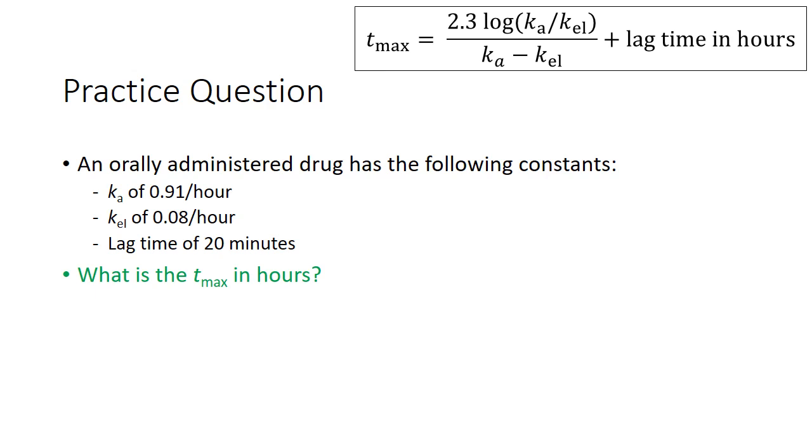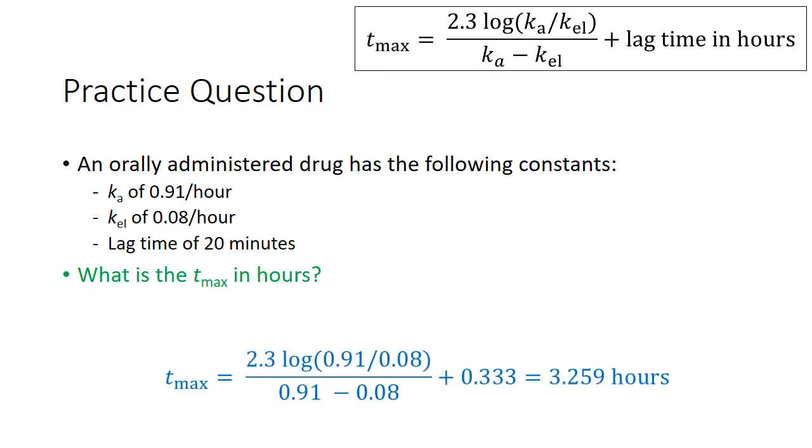All right, so I'm going to go ahead and reveal it. It's pretty simple. All you have to do is, again, mostly know how to convert the minutes to hours. What I got was, again, 2.3 log 0.91 divided by 0.08 over 0.91 minus 0.08 plus 0.333. Remember, 1/3 of 60 minutes, or 1/3 of an hour, is 0.333 hours, which is the same as 20 minutes. That is 3.259 hours is the answer that I got. So you just always have to make sure your units are correct.